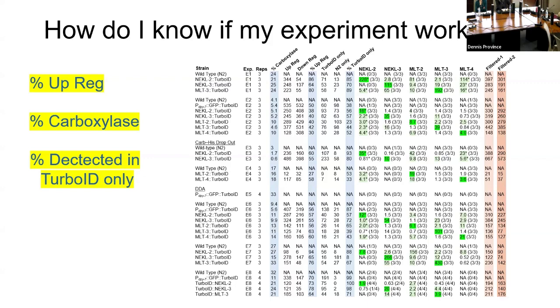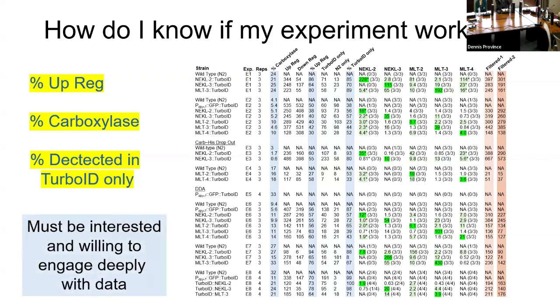So here's the deal. These are our 8 experiments that we've done here. These are the strains that we sent them each time. These are the number of reps. And what I'm going to talk about is this thing I call percent carboxylase, percent up, percent TurboID only. These are some of the numbers I was indicating earlier. And these are the number of candidates that we got after what I called filtered 1 and filtered 2. So these are the things I want to briefly talk about.